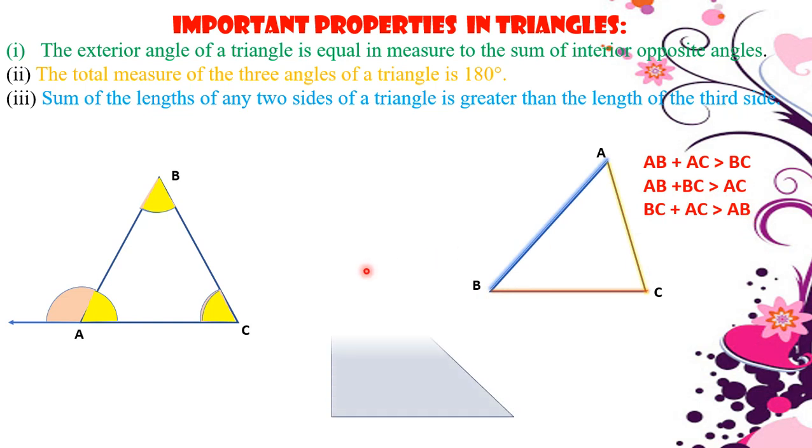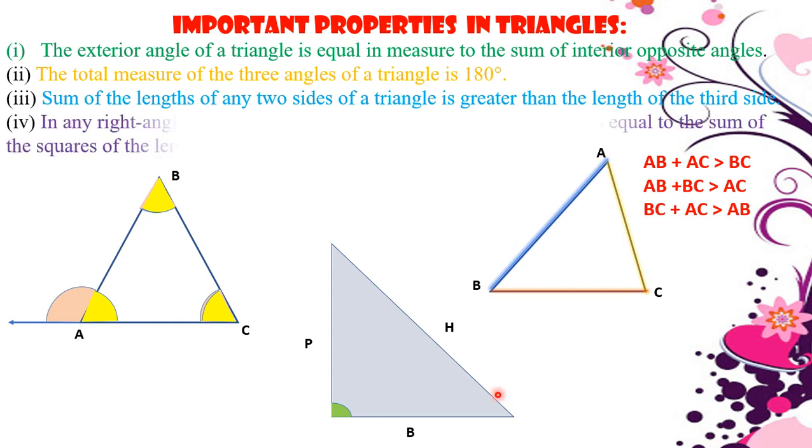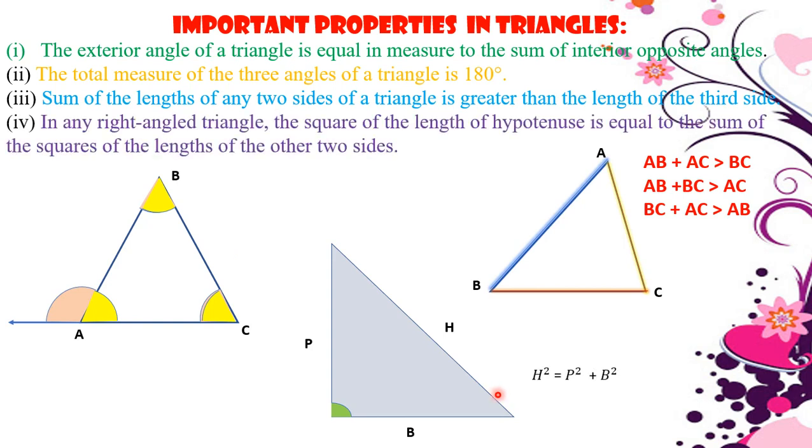And further, for the right angle triangle, we have the Pythagoras property. In a right angle triangle, this angle is 90 degrees. The side opposite to the 90 degree angle is known as the hypotenuse, this is the perpendicular, and this side is known as the base. So the Pythagoras property says hypotenuse square is equal to perpendicular square plus base square. In short, we write it as h square is equal to p square plus b square.